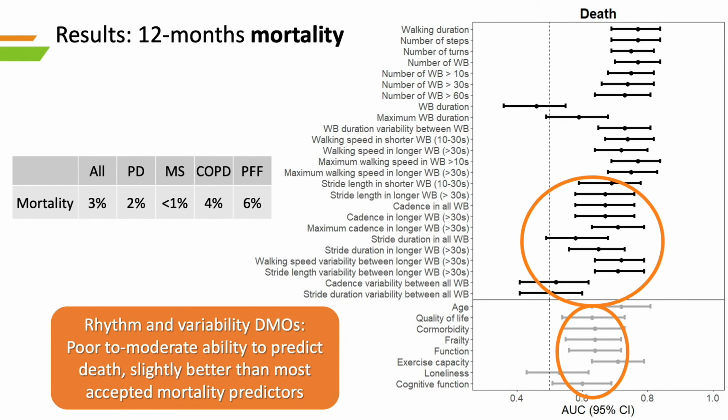Not all the DMOs work the same way. In this case, rhythm and variability DMOs show poor to moderate ability to predict death, although it's slightly better than the ability to predict death of the most accepted mortality predictors. I'm jumping 3 slides now because I want you to go back to the very first slide where Lynn was saying, is mobility the 6th vital sign? So according to these results, it may be.